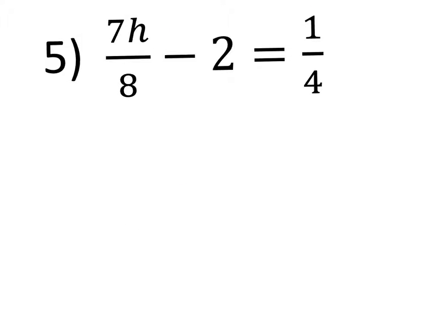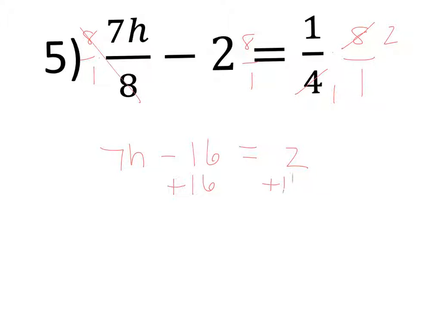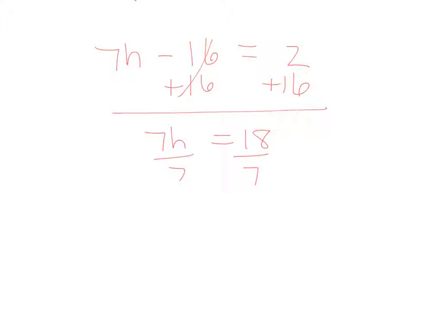All right, let's go to number 5. Common denominator here would be 8. So I'm going to multiply everything by 8 over 1. The 8s cancel here, and I'm just left with whatever's on top. So 7h. 2 times 8 is 16. And then this is going to go to a 1 and a 2. Cross cancel that, and you should have a 2 here. Now to solve, add 16 over to the other side. So 7h equals 18, and then we're going to divide everything by 7. So h is going to be equal to 18/7.